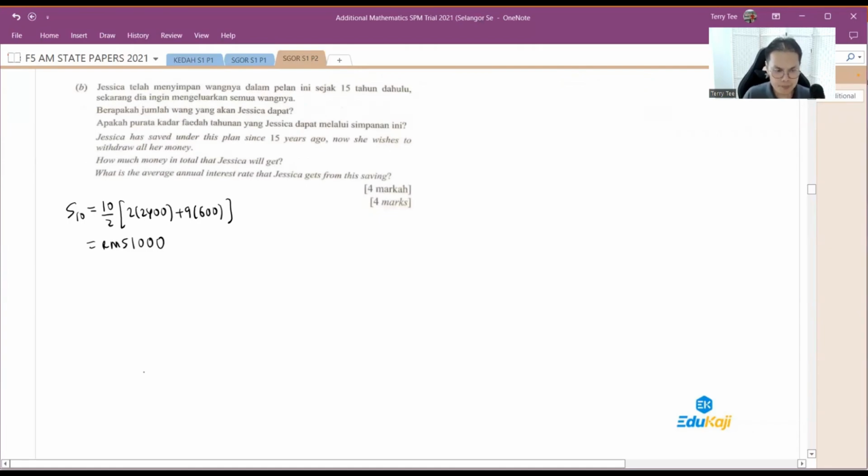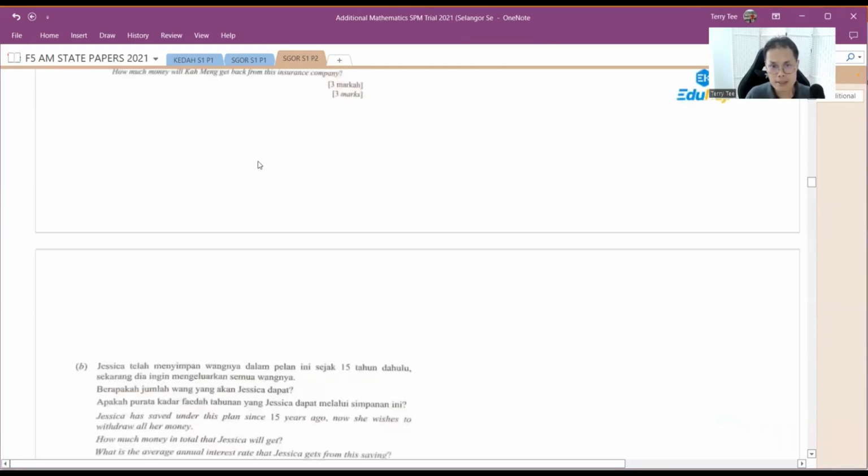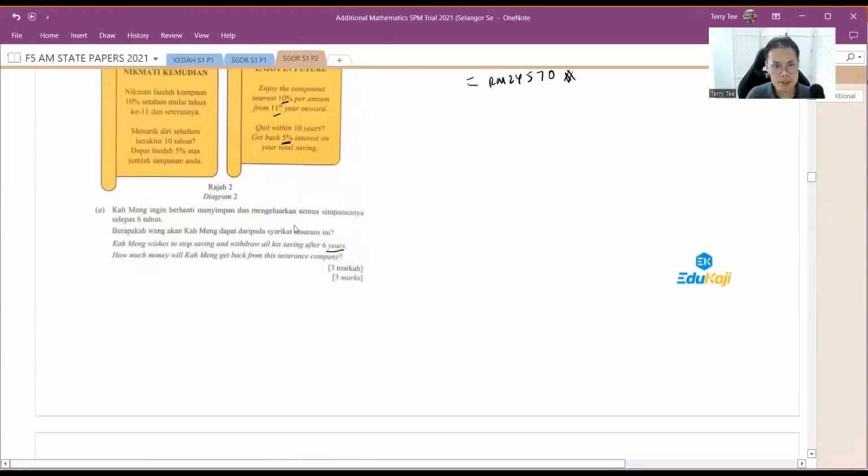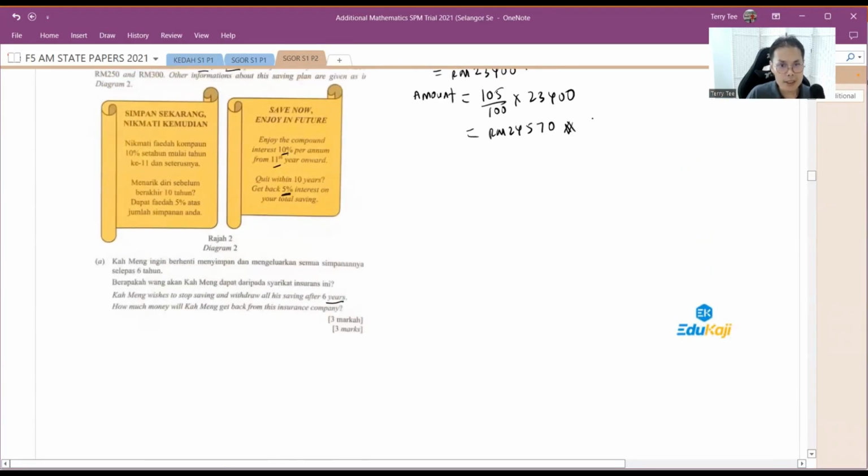Now here's the thing, this question is quite complicated. How much money will she get, and what is the average annual interest rate that she'll get? Let's talk about the total amount of money she will get. She will get extra 10% on her savings, enjoying 10% per annum from 11 years onwards.